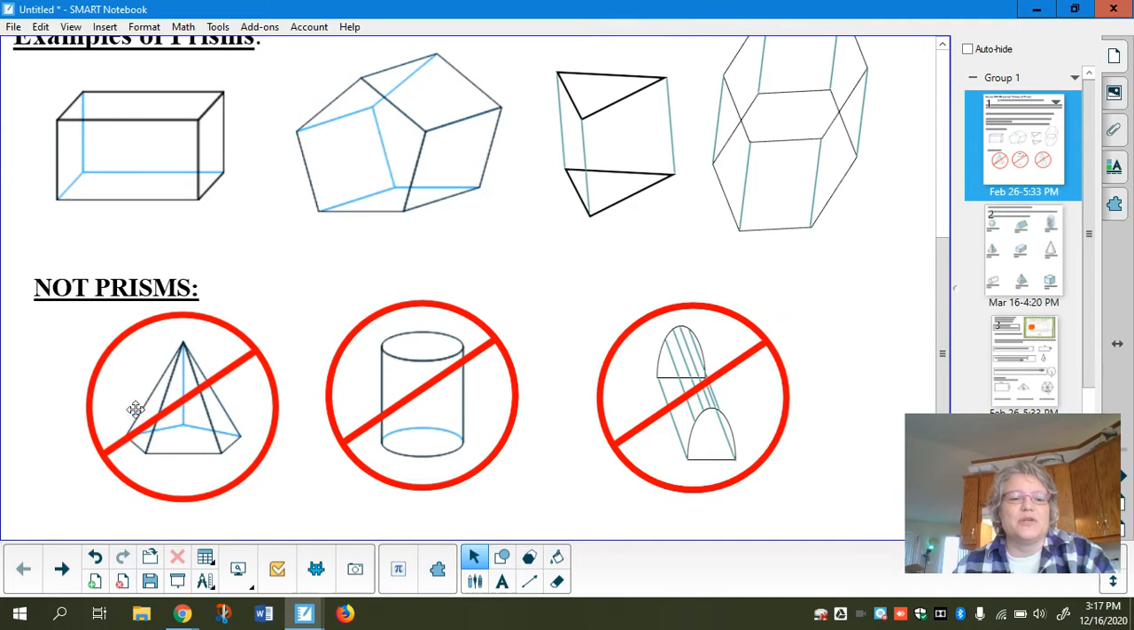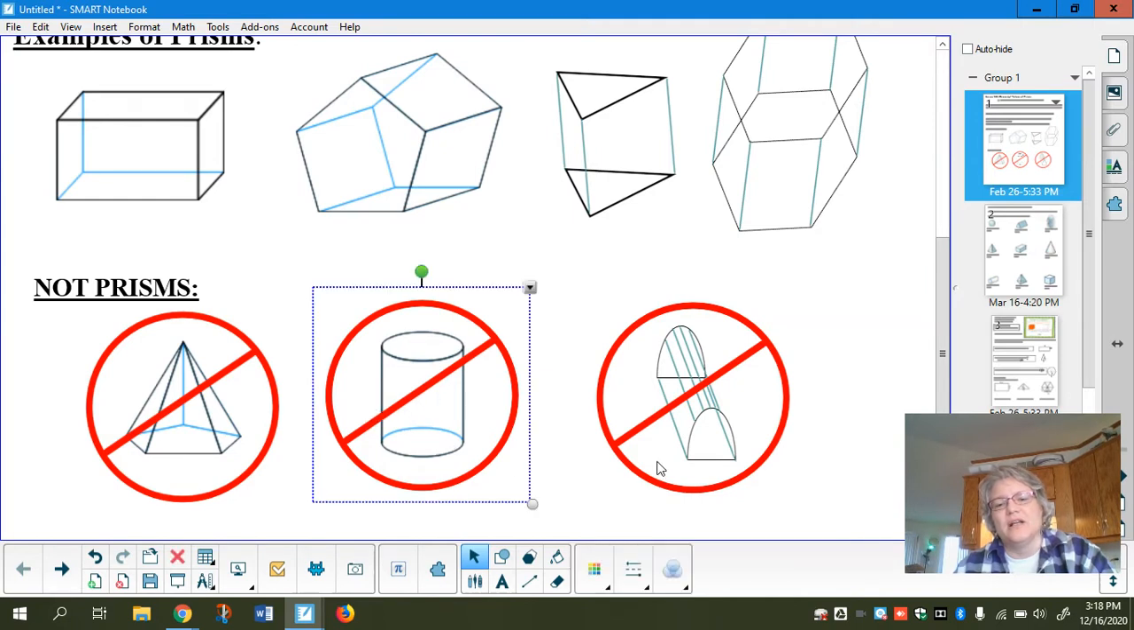Okay, things that are not prisms. This guy, because he has a pointy top, so he has a pentagon on the bottom, but not a pentagon on the top. This guy, because he has a circle on the top and the bottom, and a circle is not a polygon. This guy, because he's rounded on one side, so that is not a polygon, can't have rounded sides.